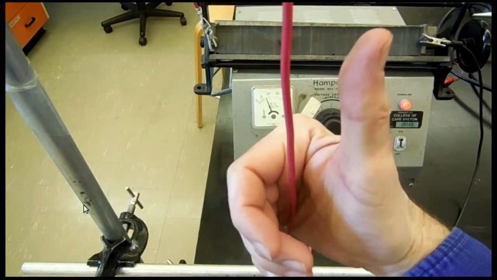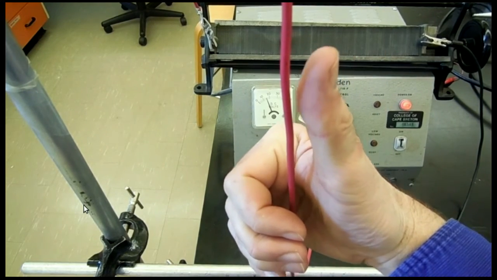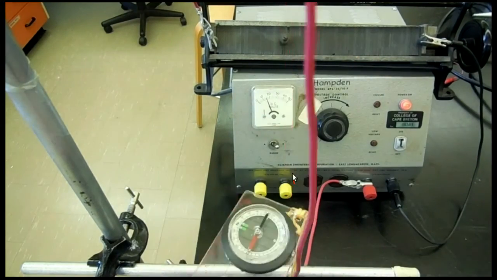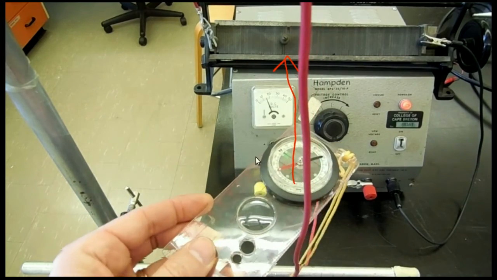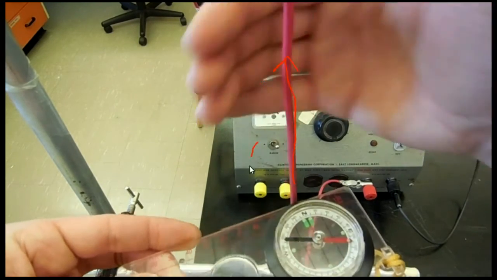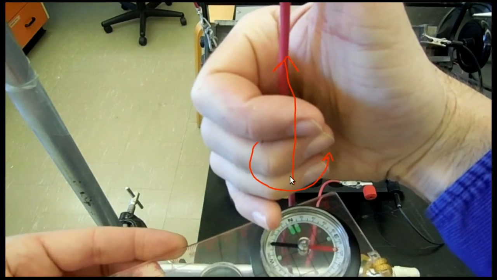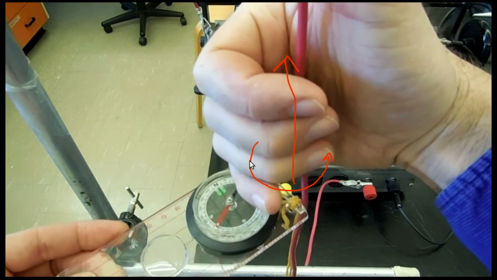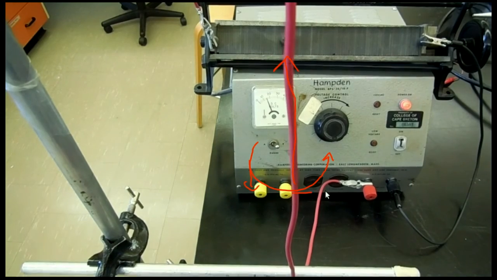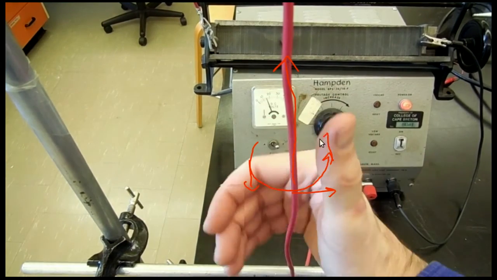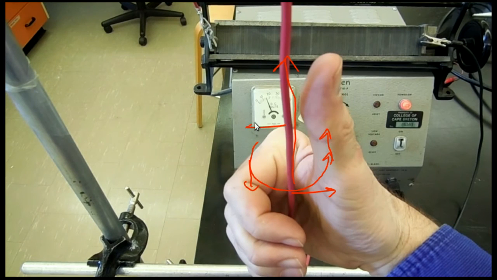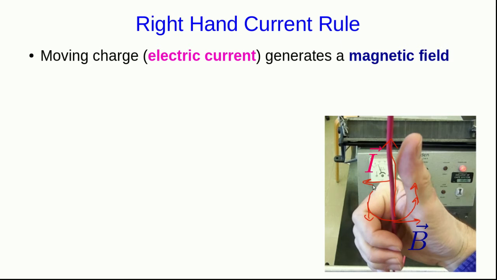If you wrap the fingers of your right hand around the wire so that your thumb points in the direction of the current, then the way your fingers wrap around is in the direction that the magnetic field points, right? Over here this way, in front this way, over here this way, and behind the wire it would point this way. The way the compass needle responds to the current in the wire shows us that moving charges, or in other words current, generate magnetic fields.